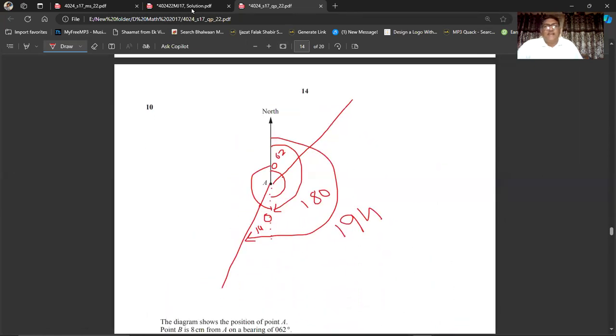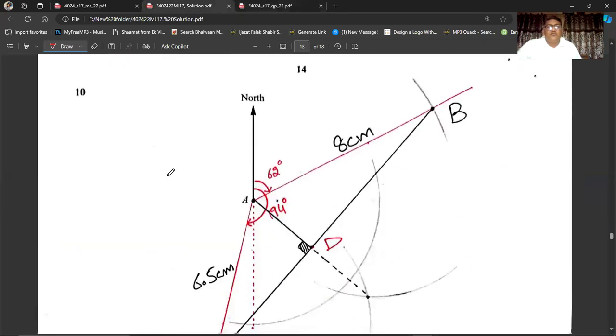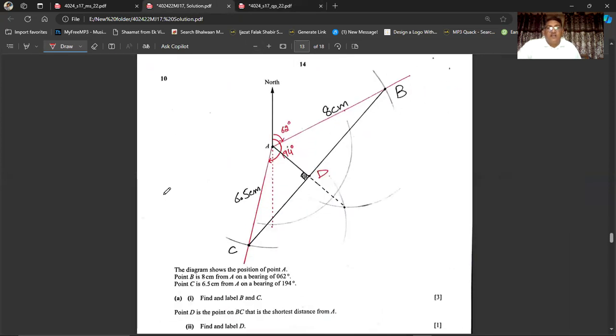I hope you understand how I have done this, and let me show you. So here is that red line which is showing the bearing of 62. Here is that red line which is showing the bearing of 194 from A. Okay, then they say that B is 8 centimeter from A on a bearing of 62.